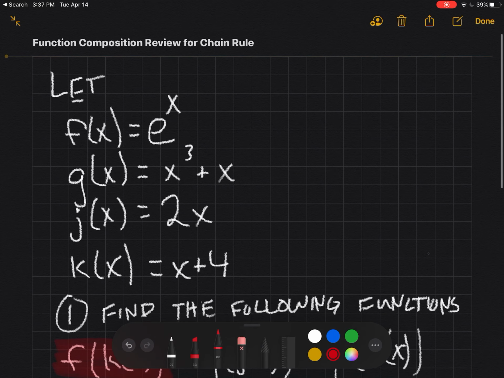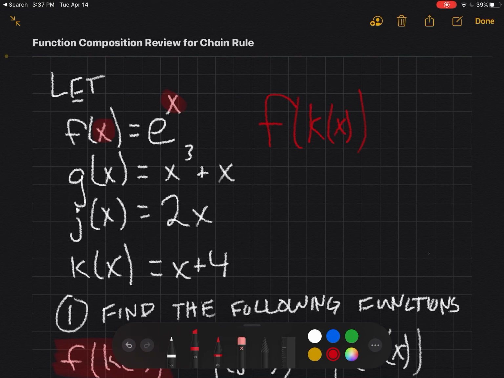I'm going to do this first one here as an example in case you don't really know what this means, finding f of k of x. I'm going to do this as an example for you in red, and then I'll give you the chance to pause the video and do these other 3. So I'm saying find f of k of x.